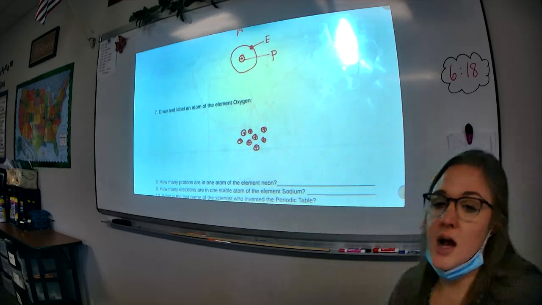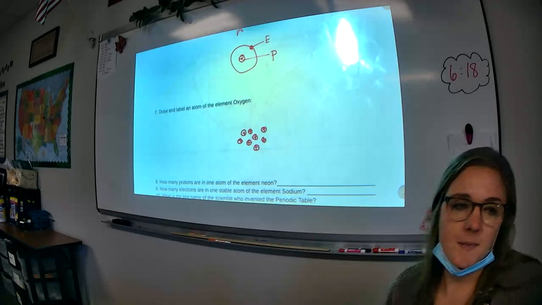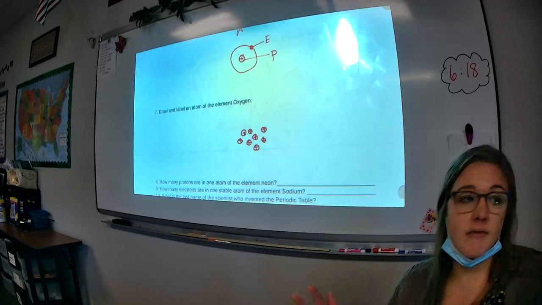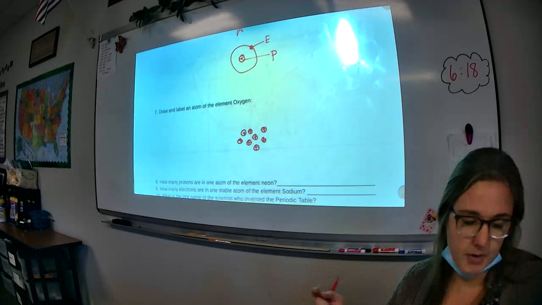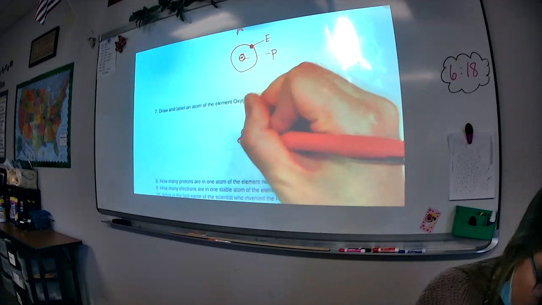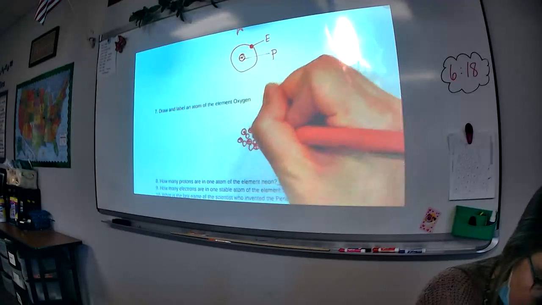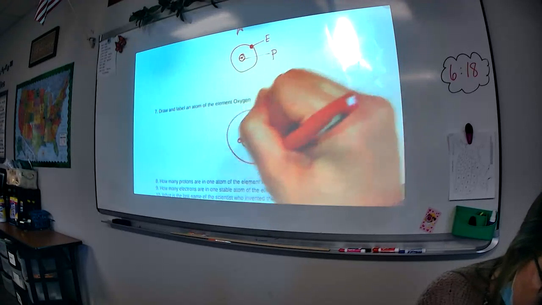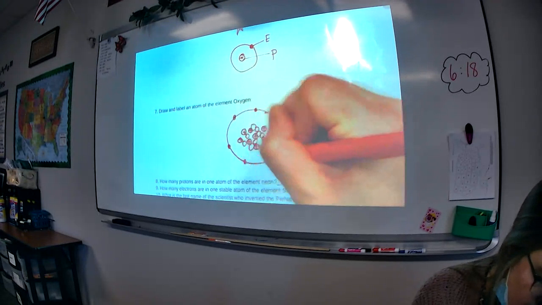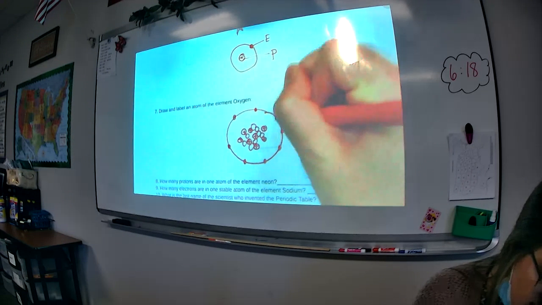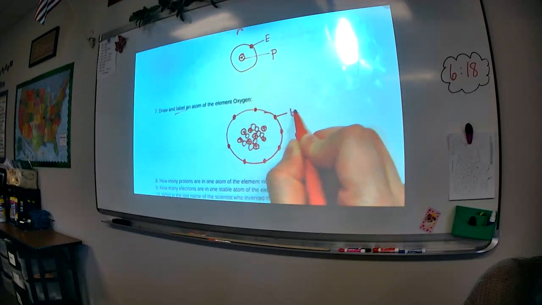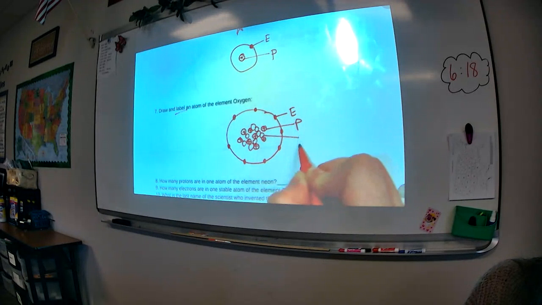Now, am I drawing an ion or an isotope? Raise your hand. Wyatt? Neither. Very good. Just one regular atom of oxygen. So, Wyatt, if I have 8 protons, how many neutrons? How many electrons? Very good. 1, 2, 3, 4, 5, 6, 7, 8. And then 8 electrons. 1, 2, 3, 4, 5, 6, 7, and 8. Then label electron, proton, and neutron.